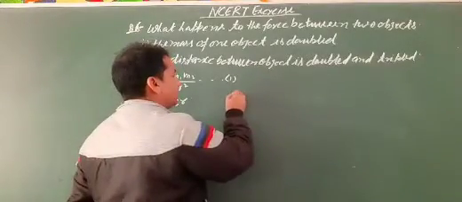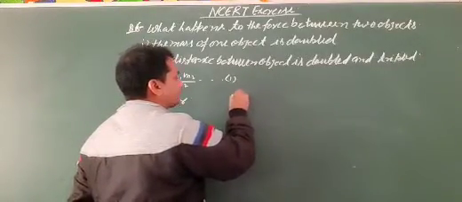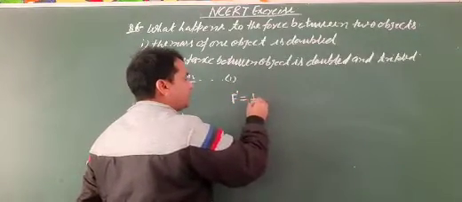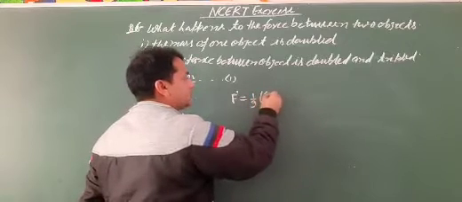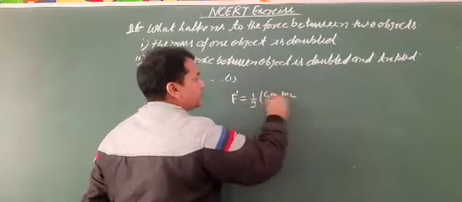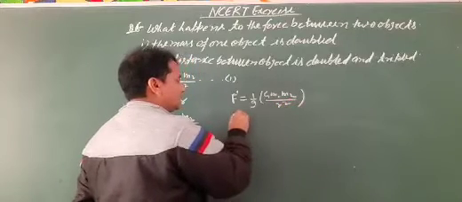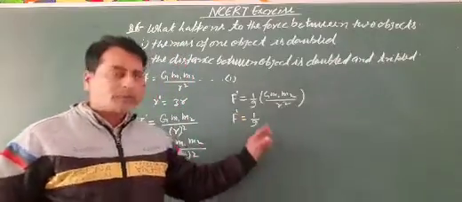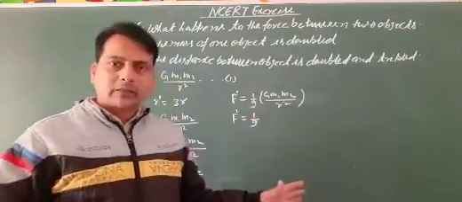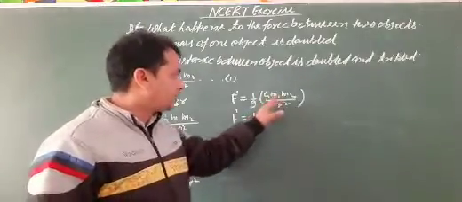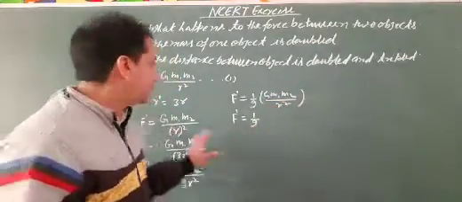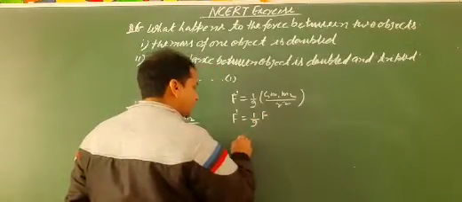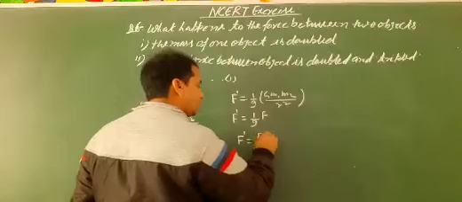Then F dash equals 1 by 9 G m1 m2 by r square. Here G m1 m2 by r square is the original gravitational force. So in the place of G m1 m2 by r square, we can write F. So the new gravitational force F dash equals F by 9.